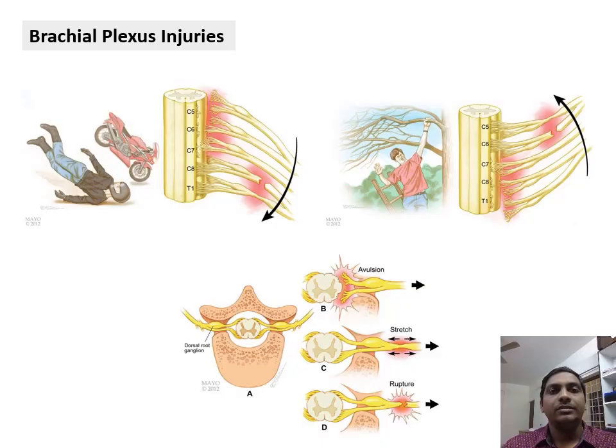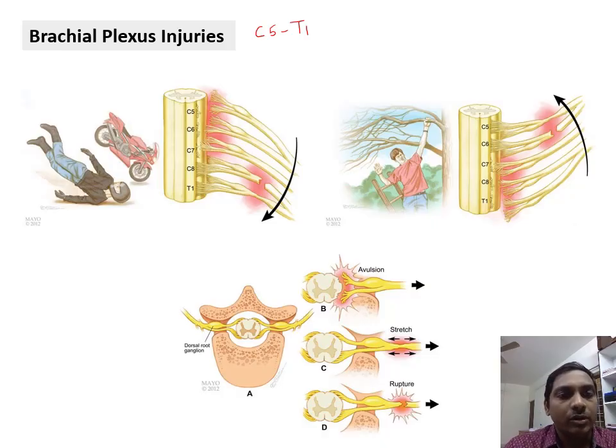The brachial plexus is the plexus originating from the distal cervical as well as proximal thoracic nerves to supply the entire upper limb. So the root value for the brachial plexus is from C5 to T1. Basically these brachial plexus injuries occur due to high velocity motor vehicle accidents in the current standard.